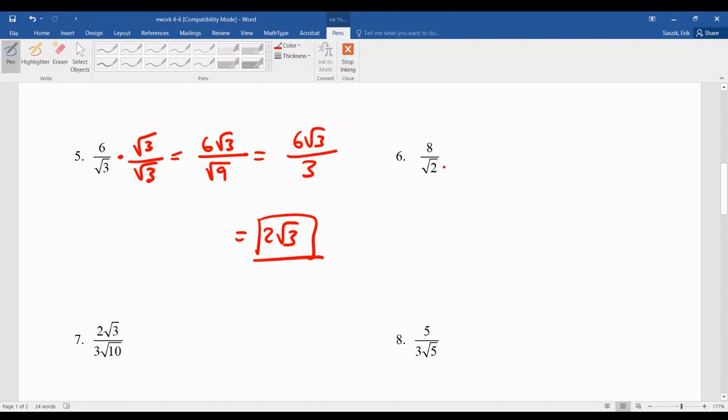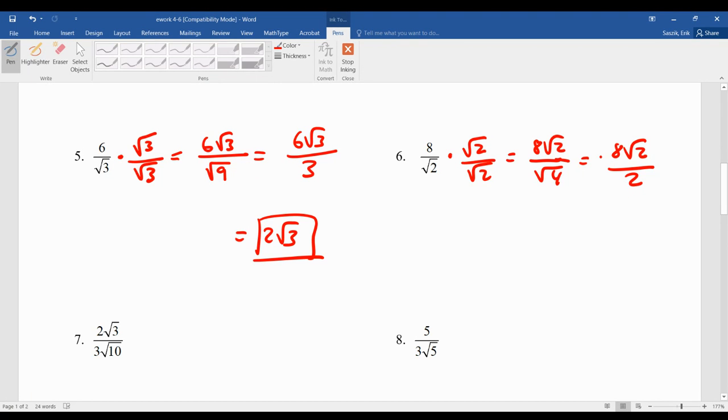Now I'm going to do another one here. It's the same thing. So remember, because this is root 2, we're now going to multiply by what? Root 2 over root 2, which gives you 8 root 2 over root 4, which gives you 8 root 2 over plain 2. Remember, that's why we did this. A root times itself cancels out the root and gives you plain old 2.